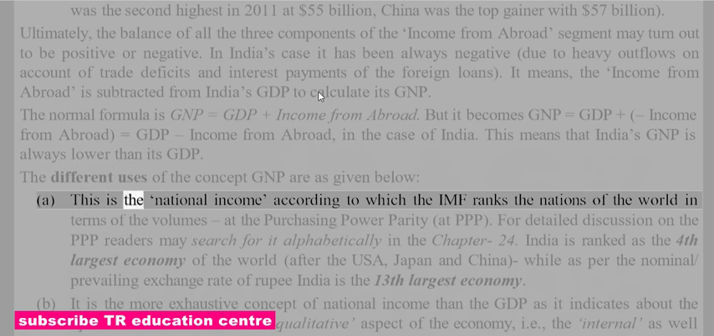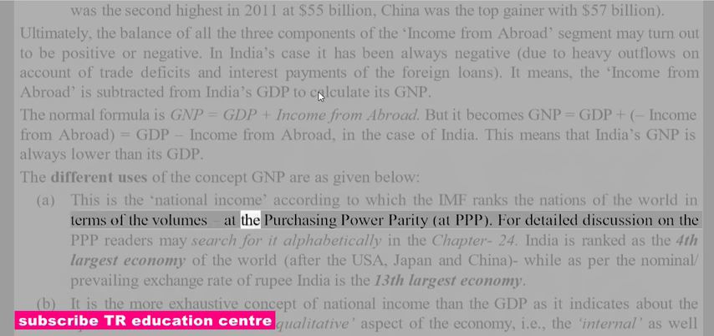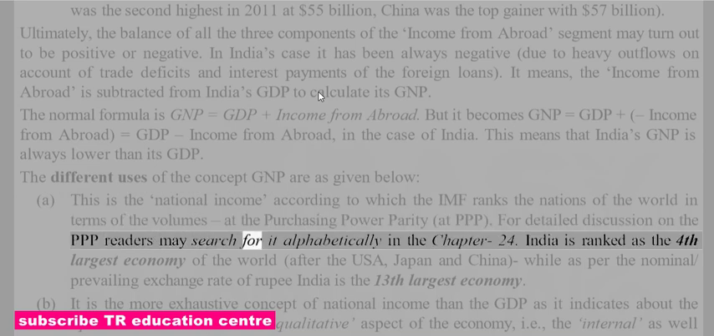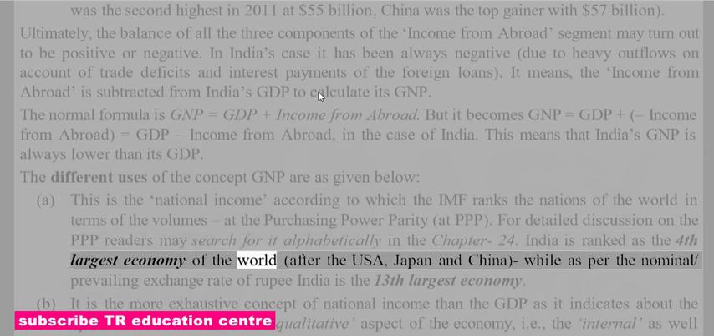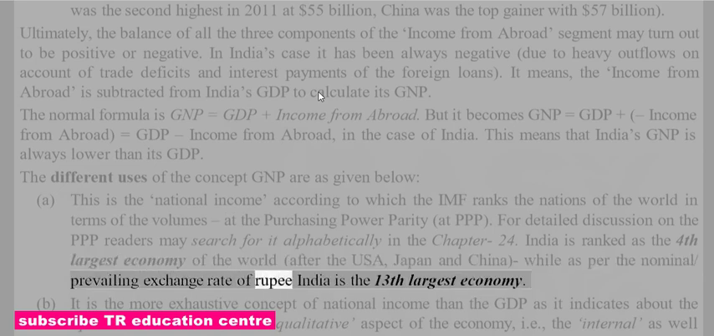A. This is the national income, according to which the IMF ranks the nations of the world in terms of the volumes at the purchasing power parity, PPP. For detailed discussion on the PPP, readers may search for it alphabetically in chapter 24. India is ranked as the 4th largest economy of the world, after the USA, Japan and China, while as per the nominal prevailing exchange rate of rupee, India is the 13th largest economy.